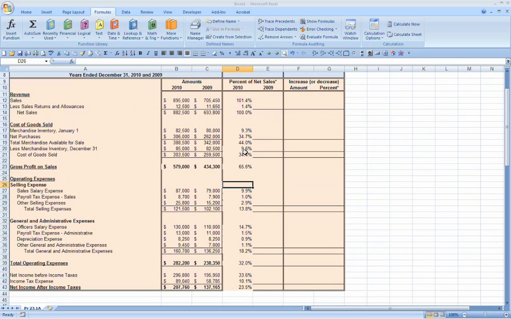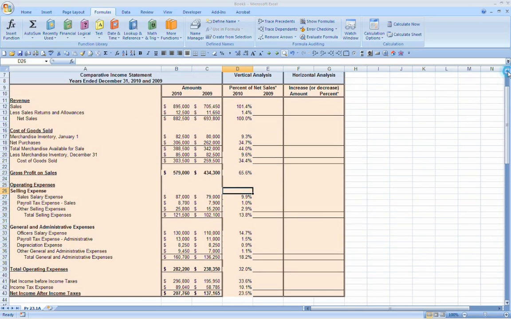Okay, so there's my first step at vertical analysis. I'm vertically analyzing the income statement by looking at everything as a percentage of net sales. And I want to emphasize that because I've had students in the past choose something other than net sales. Typically they choose gross sales, and that's just wrong, so don't do it.